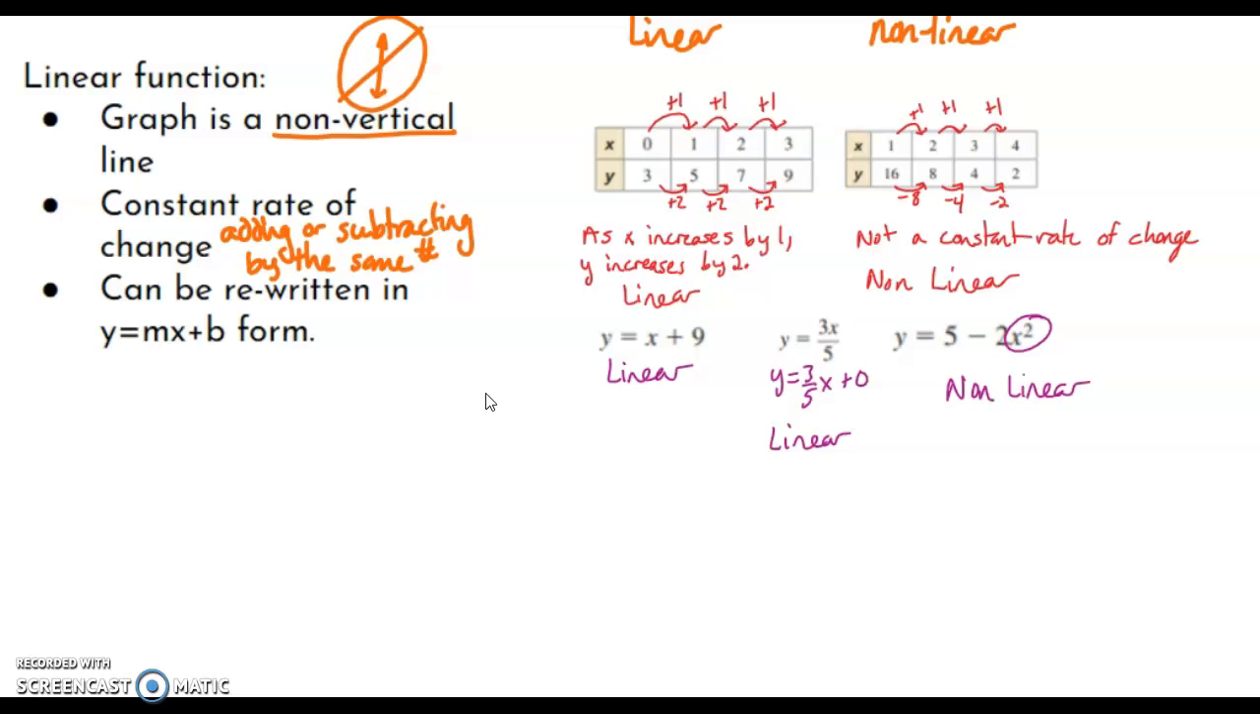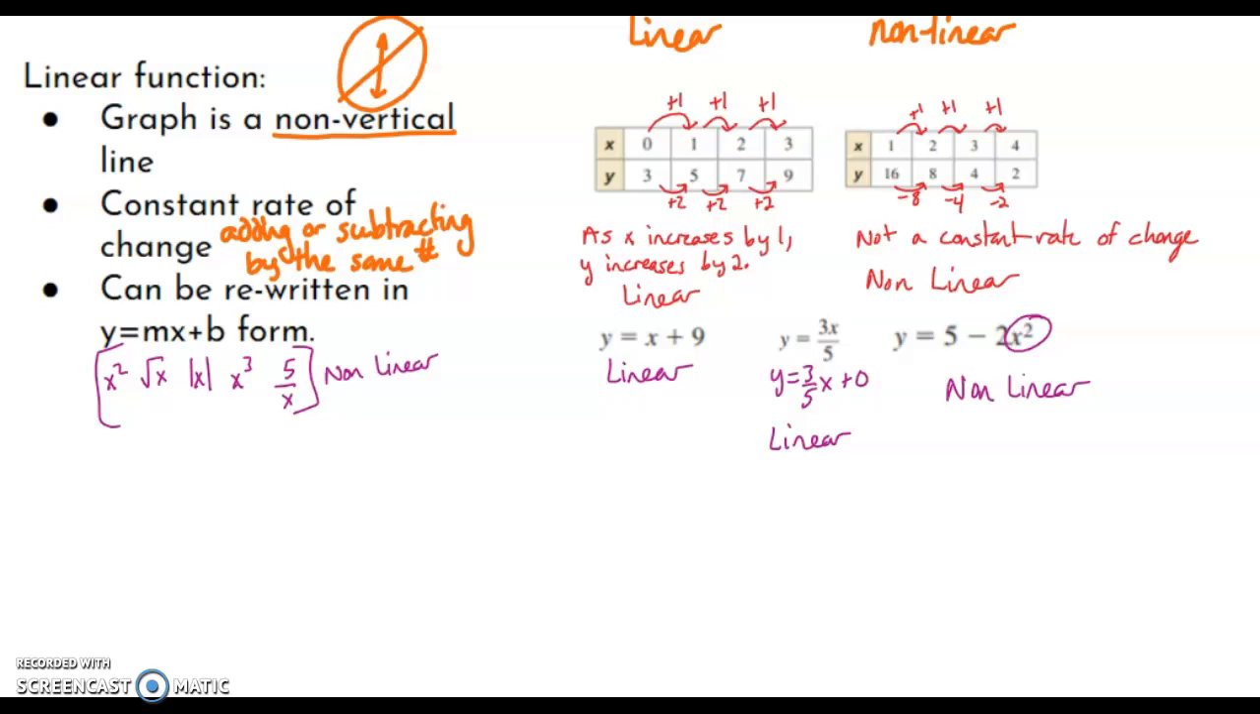So things you cannot have: you can't have x squared, you can't have the square root of x, you can't have the absolute value of x, x cubed, or 5 over x, where x is in the denominator. These are all things that will cue you into non-linear. That's just a few examples there.